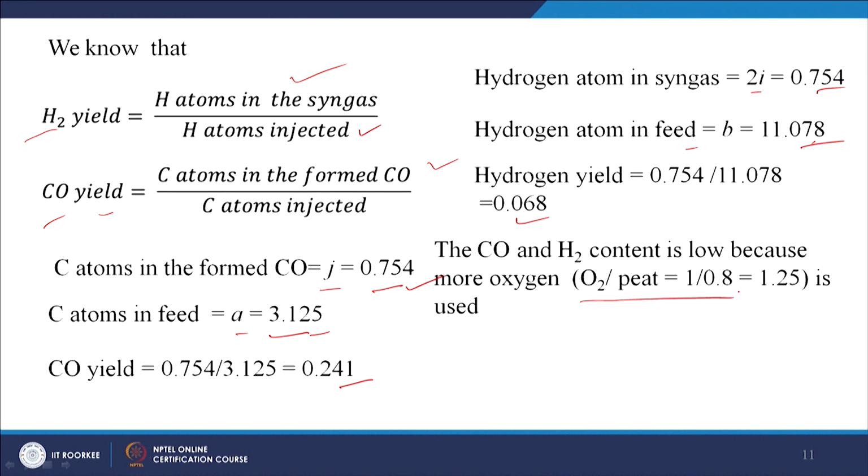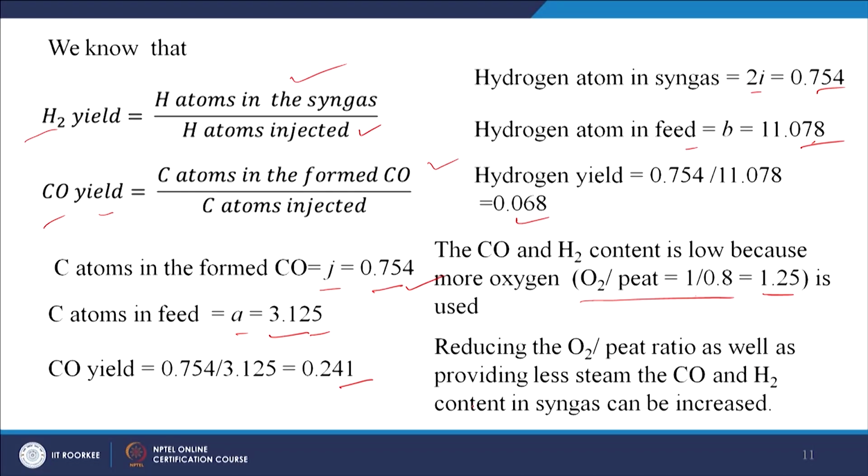You see in this case the oxygen by peat was 1.25 or peat by oxygen was 0.8. Which is in the higher range than 0.68, the typical value we had discussed in case of coal gasification, here it is 0.8. So, more oxygen is provided. So, CO is converted to CO2, that is why we are getting less CO and H2. By reducing the oxygen by peat ratio as well as providing less steam, the CO and H2 content in syngas can be increased. So, now the whole problem is solved.